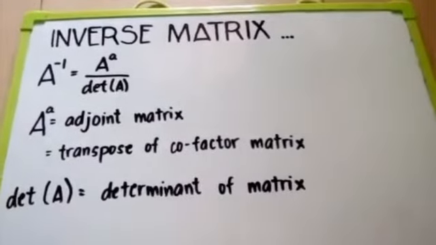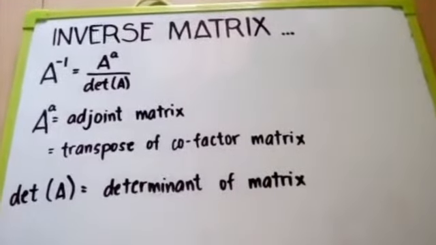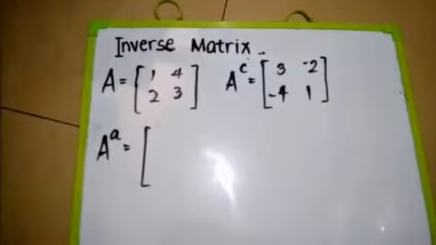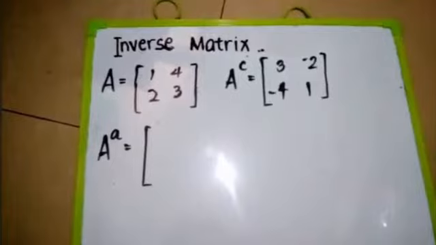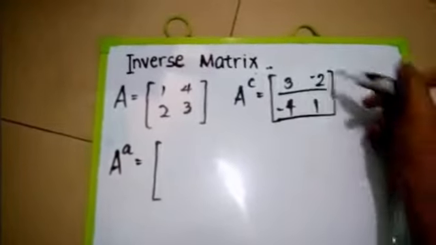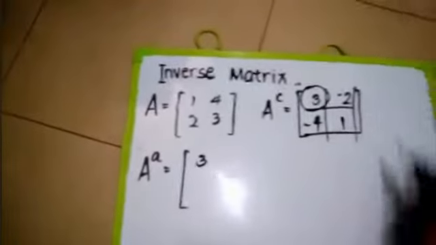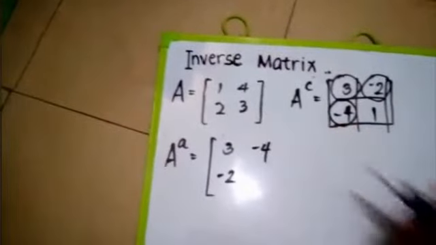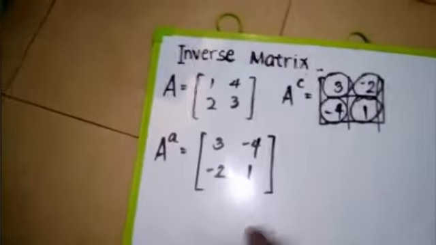Inverse matrix. Inverse matrix is equal to adjoint matrix over determinant of matrix. Adjoint matrix is also equal to the transpose of the cofactor matrix, and determinant A is equal to the determinant of the matrix. After we get the cofactor of each element of matrix A, we need to find the adjoint matrix of A. To find it, we need to transpose all the rows to columns and all columns to rows: 3, negative 2, negative 4, and positive 1. And now, that's our adjoint matrix of A.